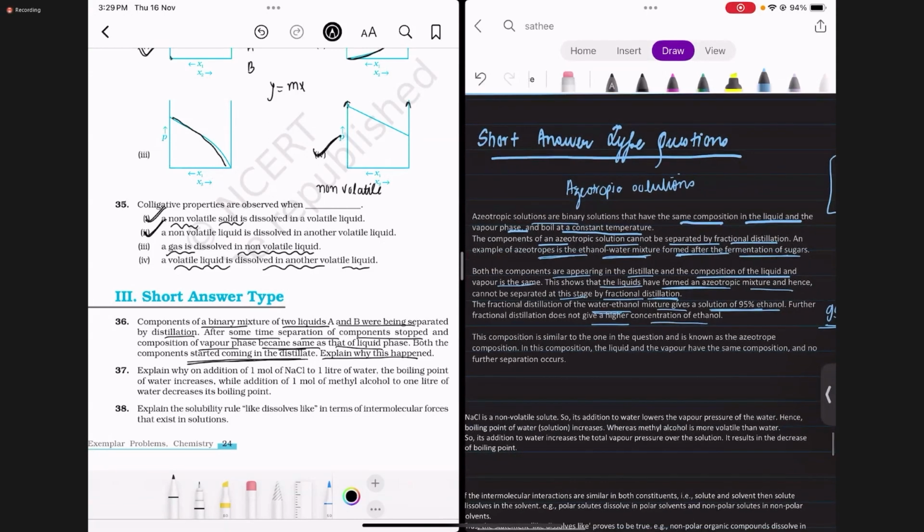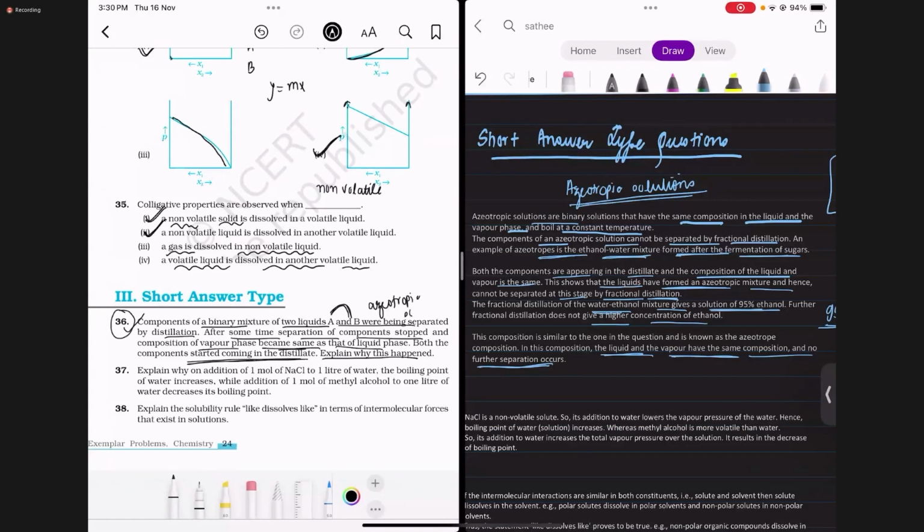तो ये जो question में हमें पूछ रहा है, that is similar to this example. So in this composition, the liquid and vapor will have the same constant composition and no further separation occurs. That means it was the limit of separation. Now इसके बाद कोई separation नहीं होगा by fractional distillation. So at this point, the mixture of ethanol and water has reached the azeotropic solution. तो इस question में भी जो two liquids हैं, they have reached the azeotropic.